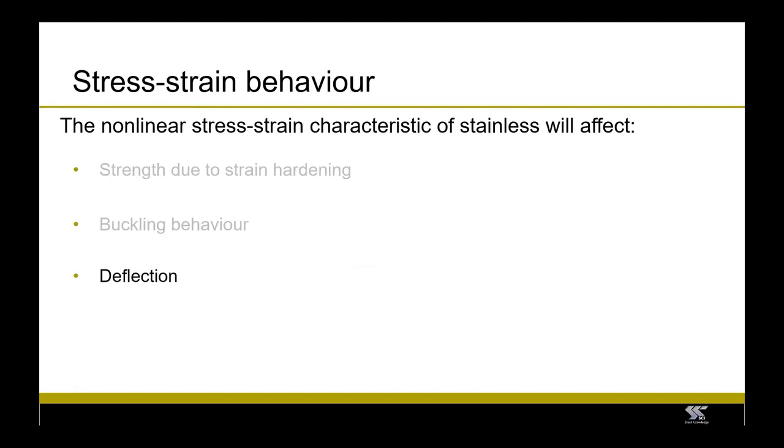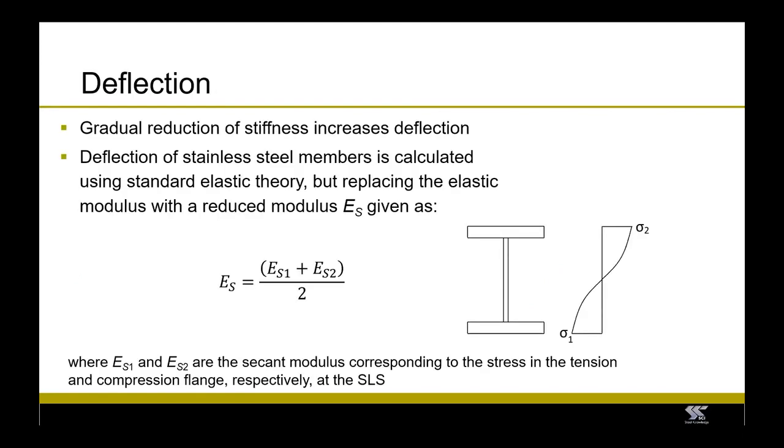Okay, so let's talk about how the stress strain curve affects deflection now. So the gradual loss of stiffness in stainless steel implies that the stainless steel member will deflect more than an equivalent carbon steel member. Now, for simplicity, most stainless steel design codes will recommend calculating the deflection using the same traditional elastic equations that are used to calculate the deflection of carbon steel members.